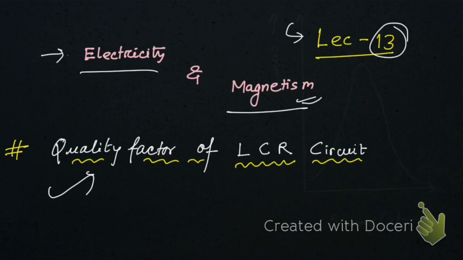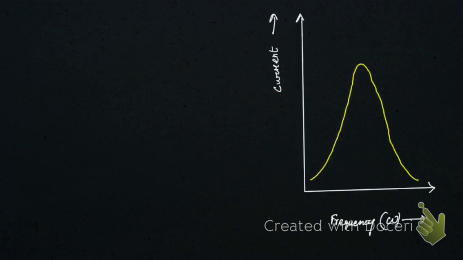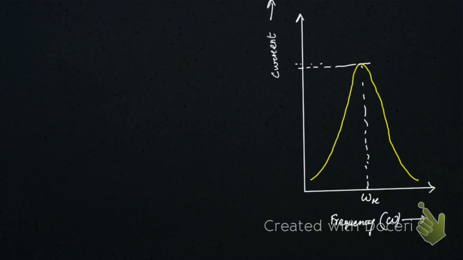Okay, so now let's start. Before we discuss the quality factor, let me draw this graph here, the current versus frequency graph for an LCR circuit. At this frequency here, you see we get the maximum current. This is the resonant frequency, suppose omega r. Here we get the maximum current I naught.